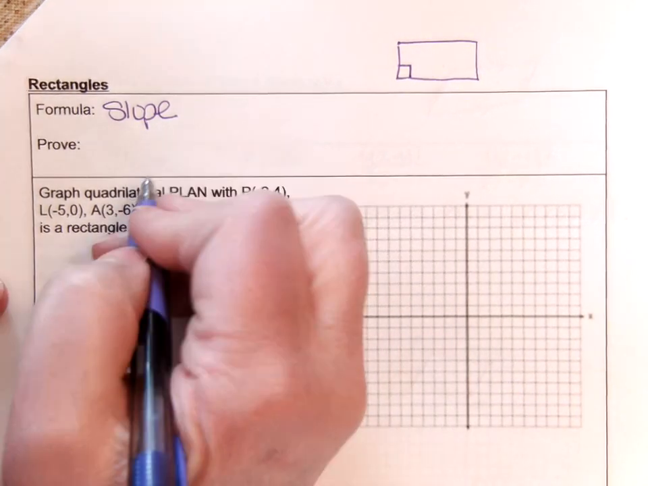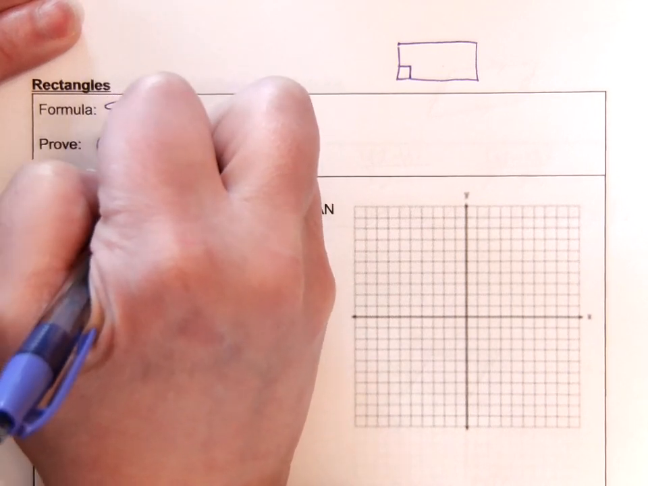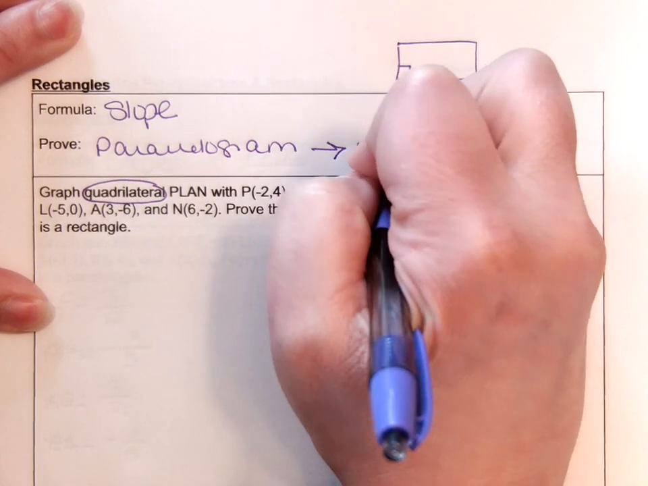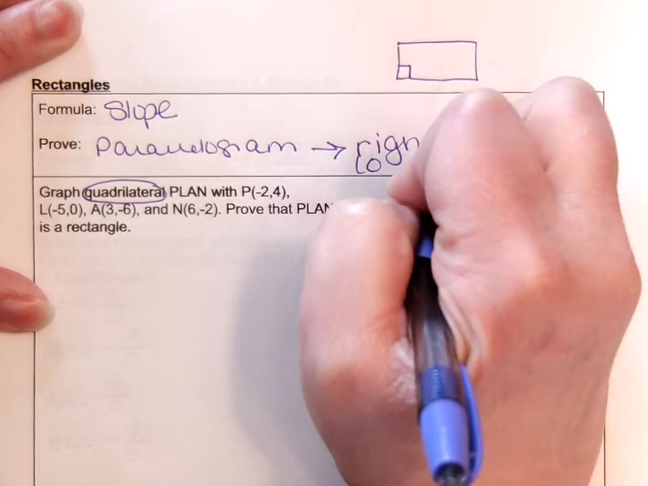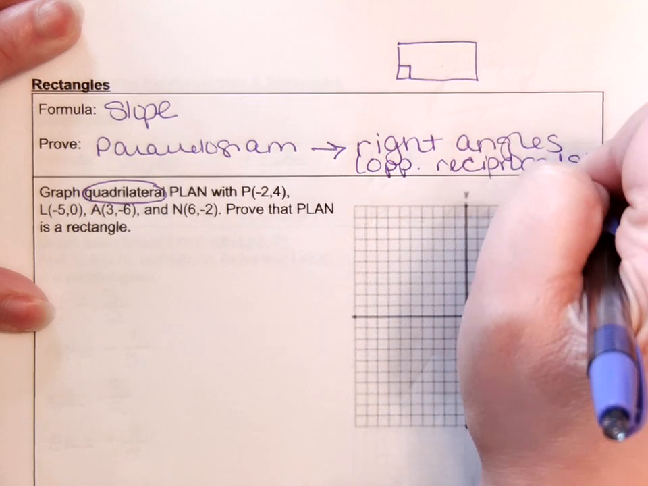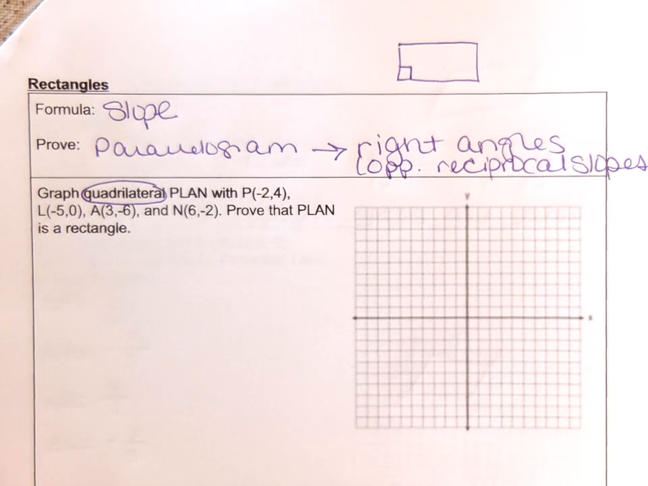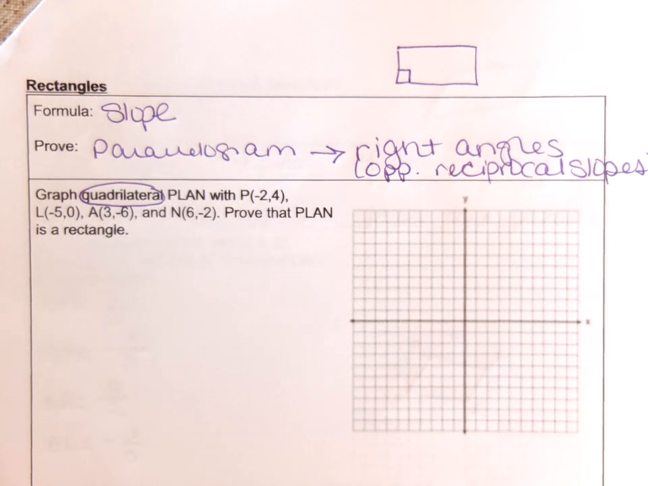If we're given a quadrilateral, first we need to prove we have a parallelogram, and then our right angles. So that means opposite reciprocal slopes. So it's almost a two-part thing, but really we're not doing any more work. It just comes down to our concluding sentence. So we still find our four slopes and then just a little bit more in our conclusion sentence.